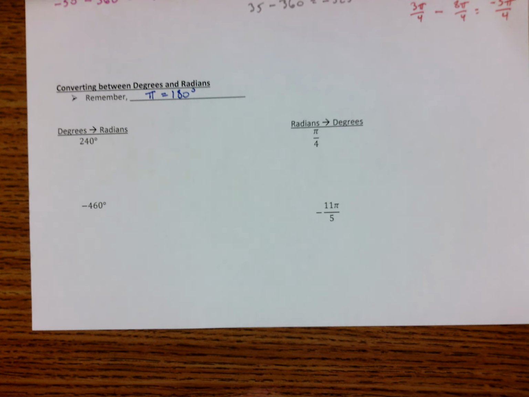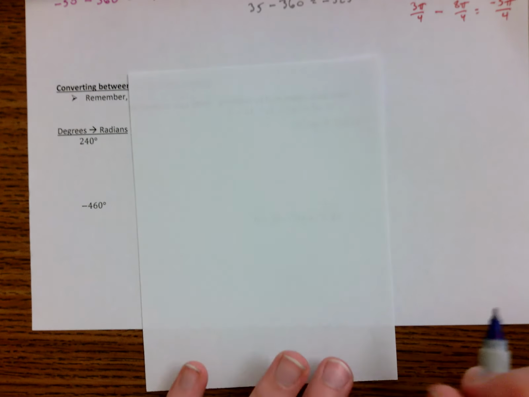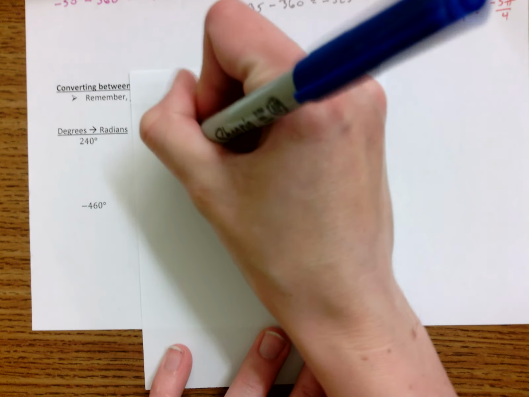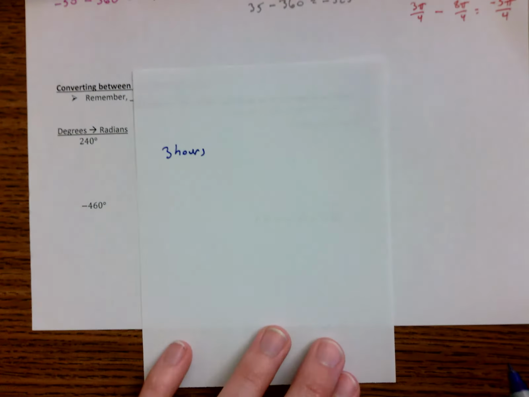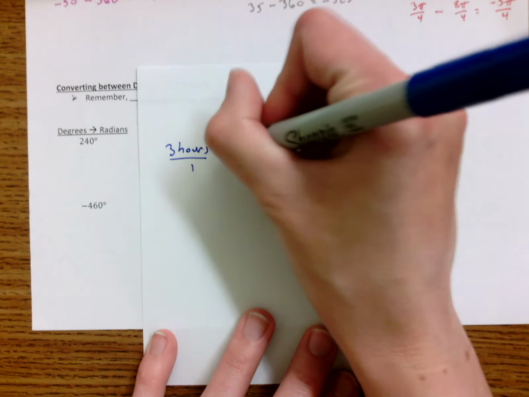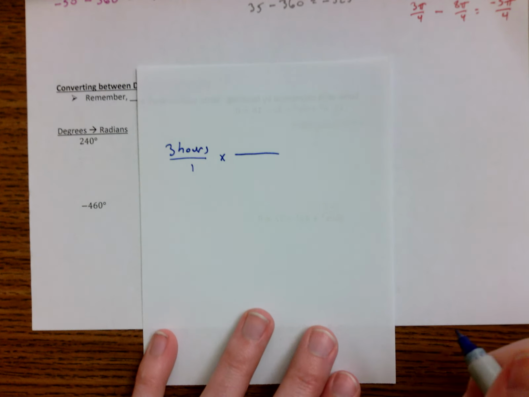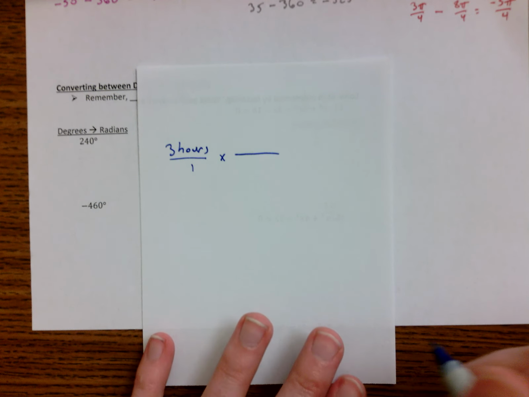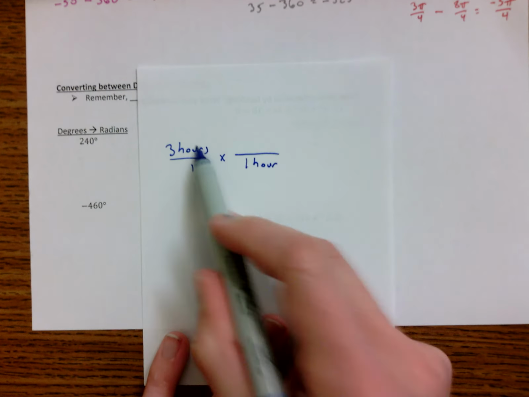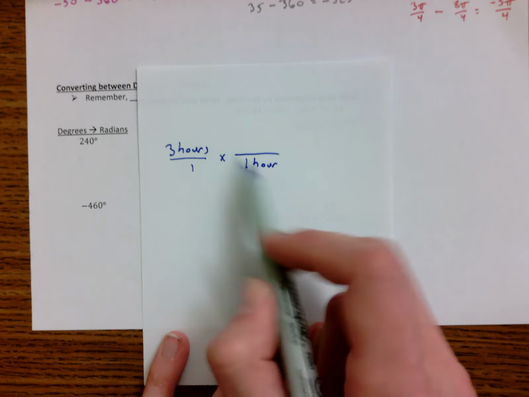Now, I don't know if you remember this, but at some point in your life, you've done unit conversion where you take something like 3 hours and they ask you to convert that to minutes. So you say, let me stick this over 1. And if I want to go hours to minutes, I know that there's 60 minutes in 1 hour. And I'd put the 1 hour down here so that they're diagonal units.